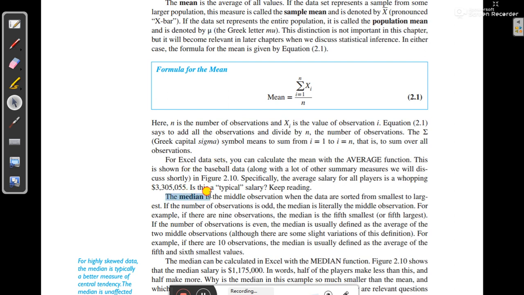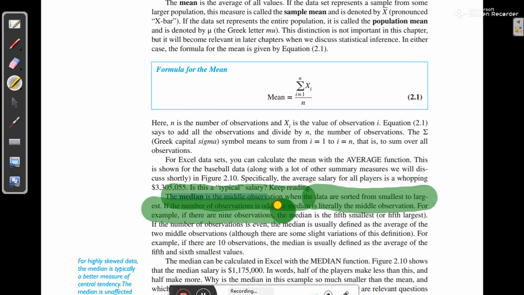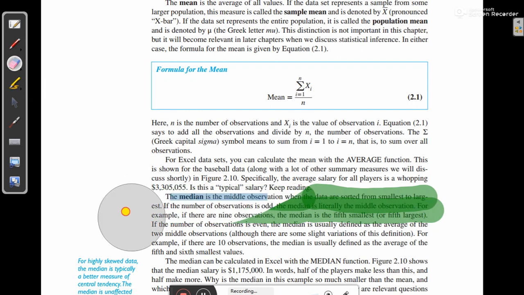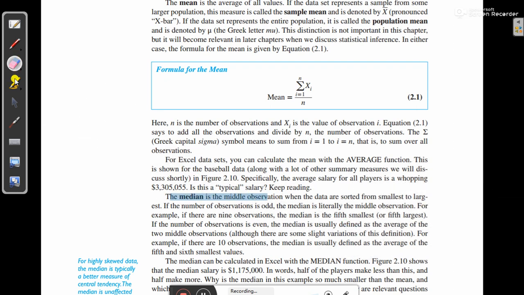And what is median? Median is nothing but the medial observation. If the data is sorted from smallest to largest and the number of observations is odd, then the median is literally the middle observation. For example, if there are 9 observations, then the fifth smallest or fifth largest value will be the median. So here you can see there is a first difference between mean and median.